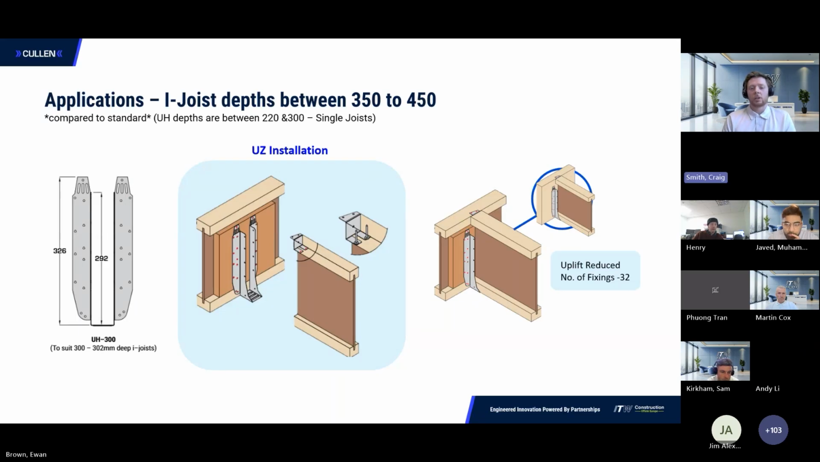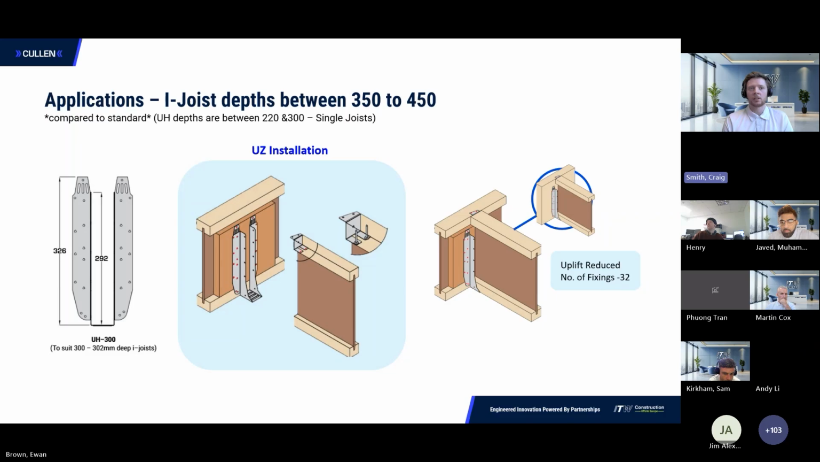For the UH, an extended application of it is if we're looking at joists between 350 and 450 millimeters deep. So the maximum height of the UH is 292 millimeters. So in order for it to accommodate that 350 to 450 millimeter deep joist, we need to restrain that portion at the top, which is the UZ clip, and this helps hold that top chord and stops it from twisting, essentially.